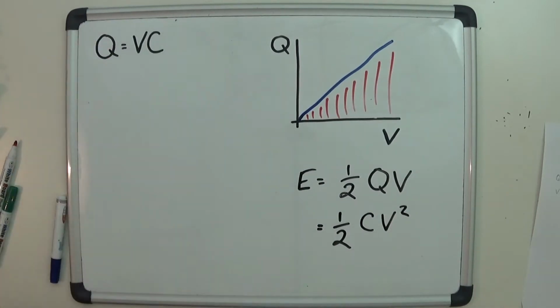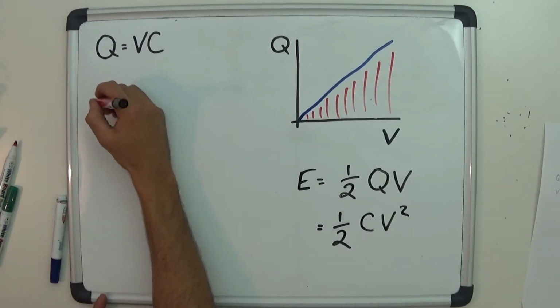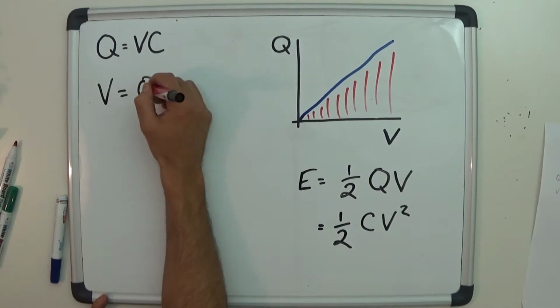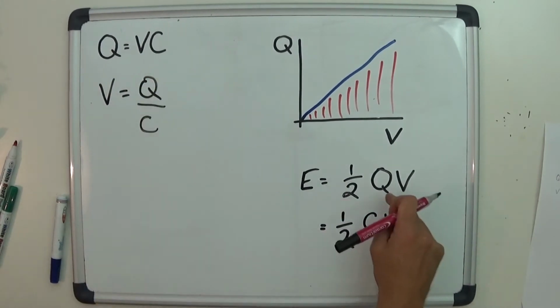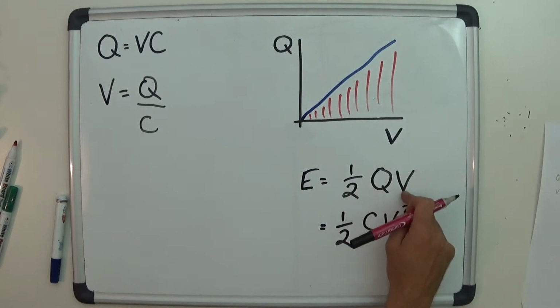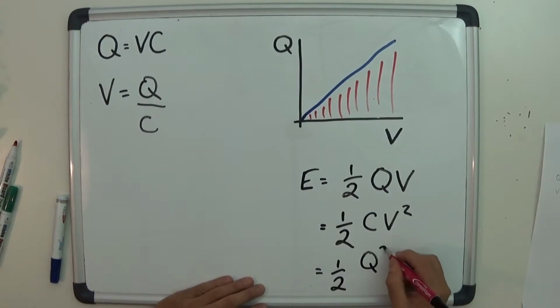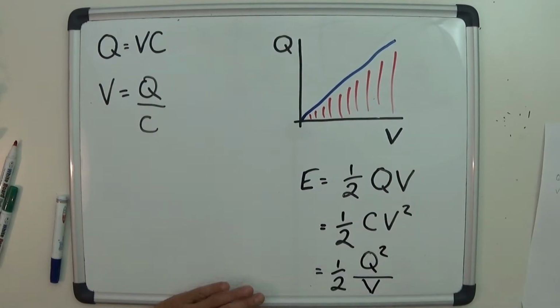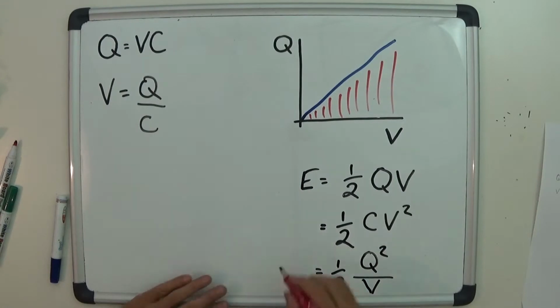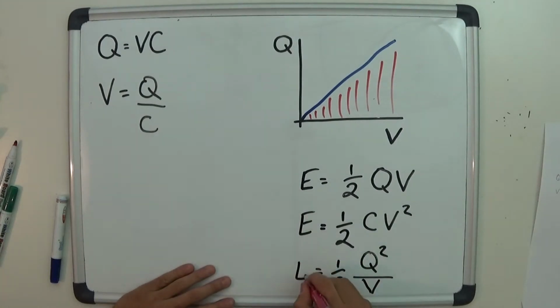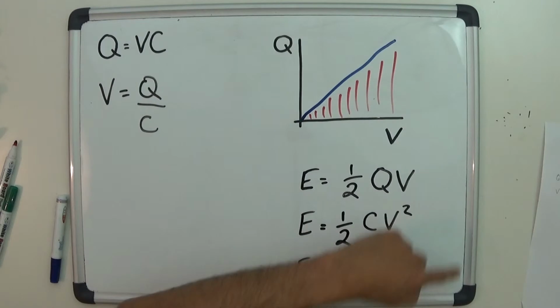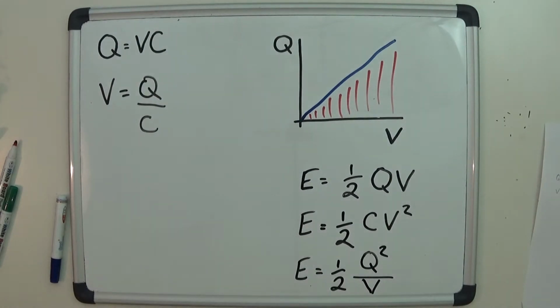If we rearrange this to make V the subject, V equals Q over C, and we sub that in for there, we get the third and final version of this, which is a half Q squared over C. And so these are the three versions of the equation that tells us the energy in a charged capacitor.